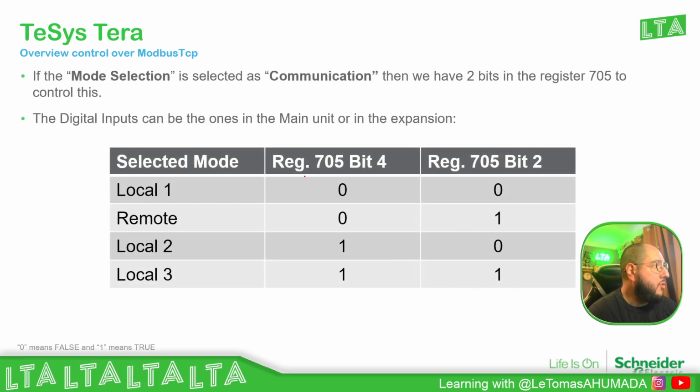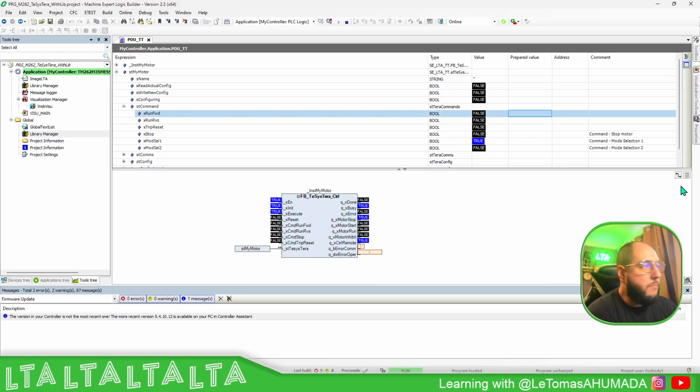Then there is a logical combination between mode selection 1 and mode selection 2. So you have the bits inside this control word. You can see here, depending on the combination, we access different modes. So let's have a look at the program.